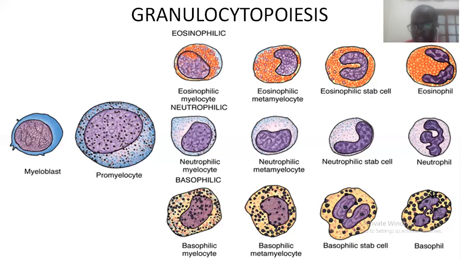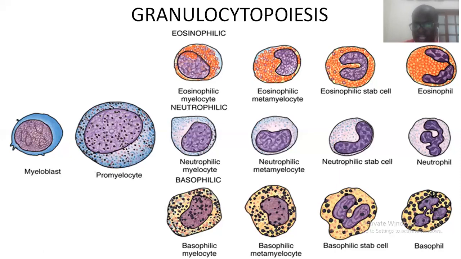So you can see stage five here, you have the eosinophilic stab cell or band cell. And this now will differentiate into the mature eosinophil. So you can see the changes in the nucleus as the cell is developing. So here you have a bigger cell, the promyelocyte. Then there's change in terms of shape, it has become smaller here. At the stage of myelocytes, they're becoming more specific, whether they'll have eosinophilic granules or basophilic granules or neutrophilic granules. So at this stage, you can differentiate them now.